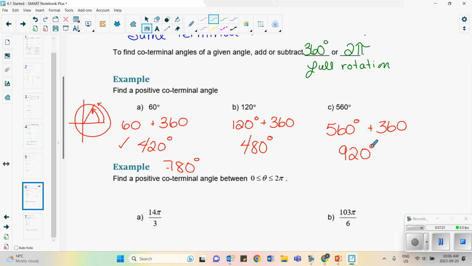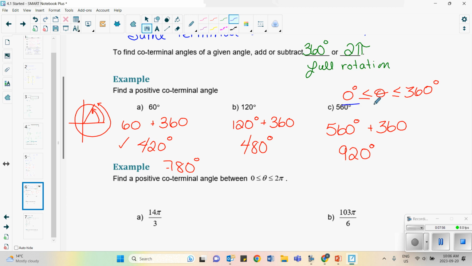But if I put a restriction on it, saying I want your positive coterminal angle to be less than 360 degrees, but greater than or equal to 0 degrees, that means I have to get my positive coterminal angle inside a single rotation. So, is this inside a single rotation? No. But we know it already went around once. So 560 minus 360. Yes.